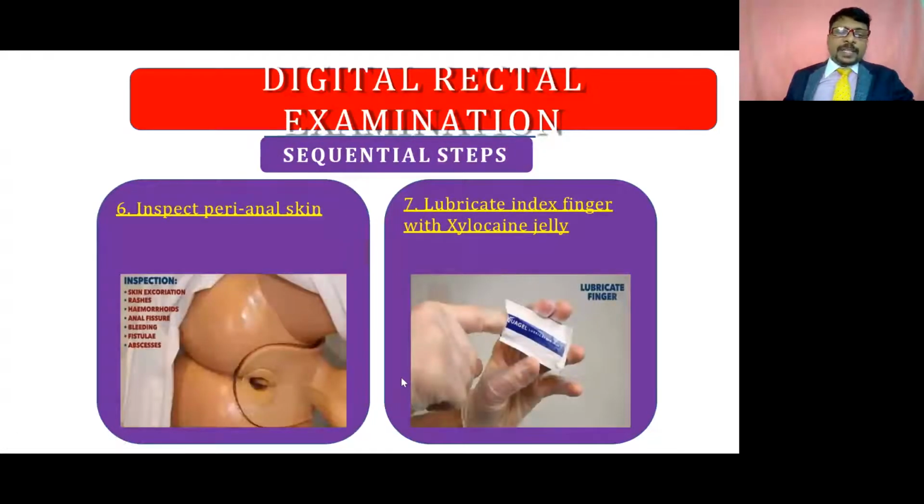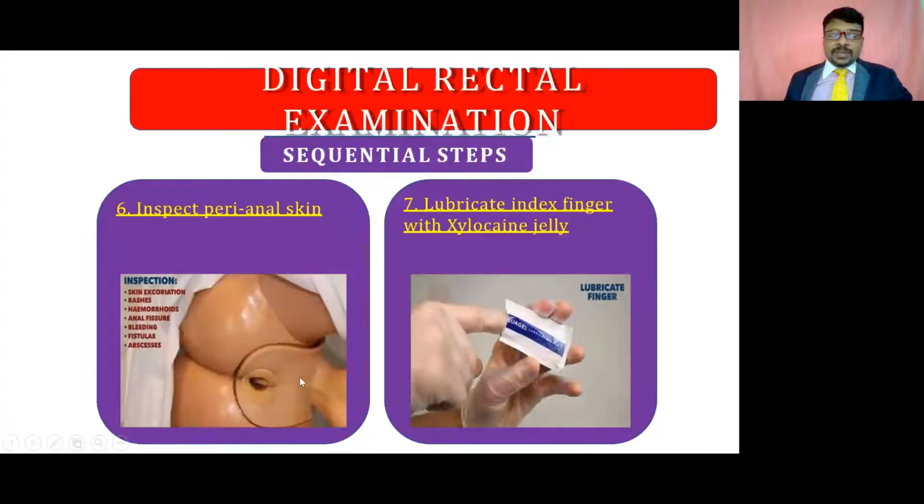And also inspect the perianal skin. Before inserting the finger, we have to observe the area surrounding the anal opening for any skin excoriations, rashes, and also hemorrhoids, maybe piles. Is there any outside piles or inside piles? Maybe any fistula, any fissures, any bleeding, any pus formation. So we have to inspect around the anal region.